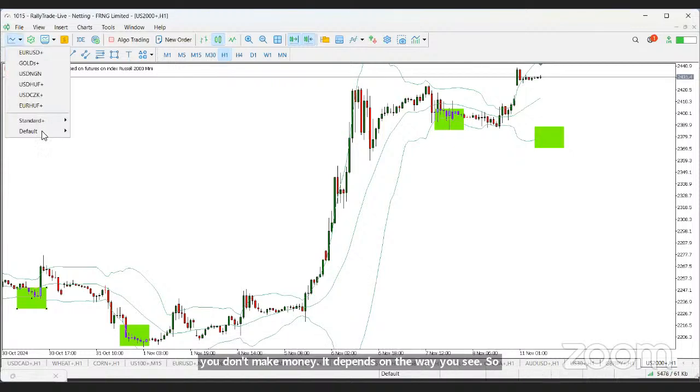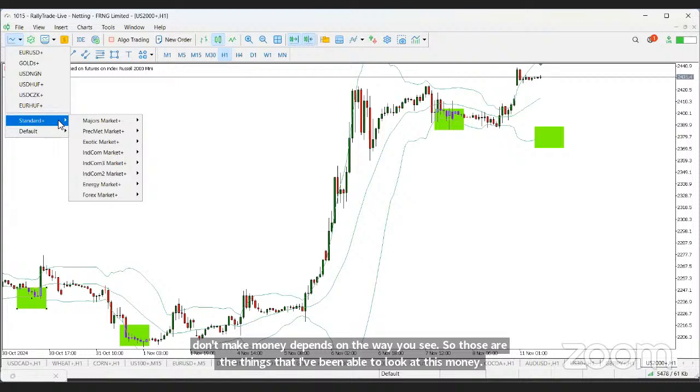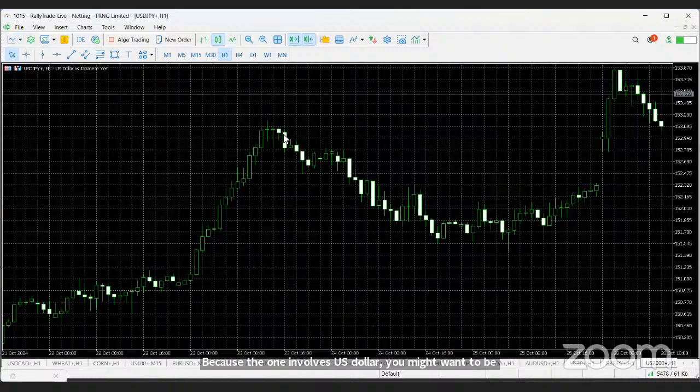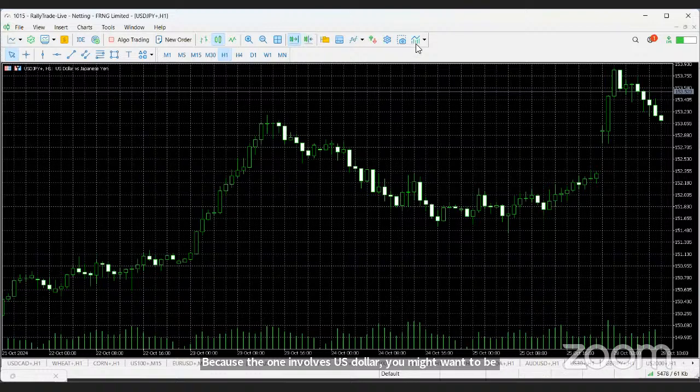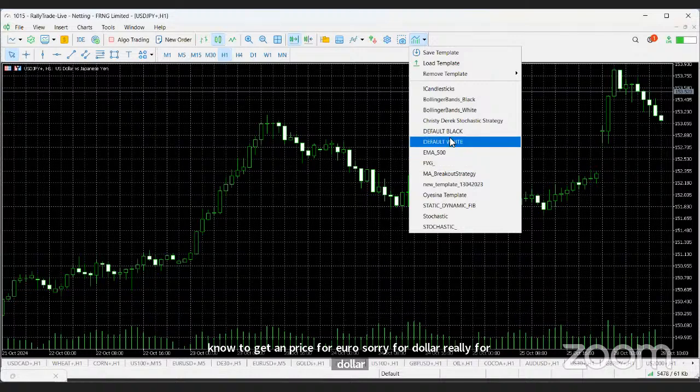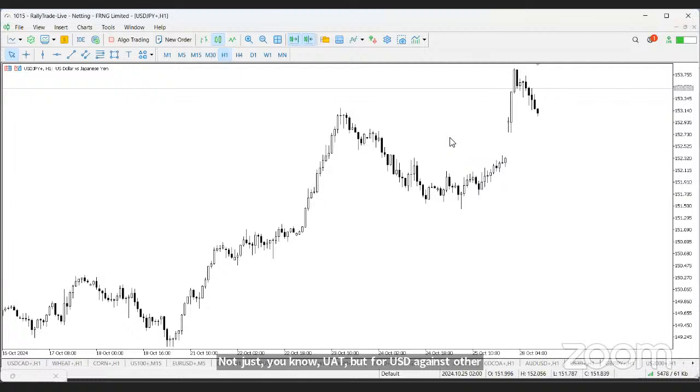Somebody suggested USD/JPY. Because that one involves the US dollar, you might want to be careful. Remember, we are looking at tomorrow finally, to get the direction of price for the dollar. Not just EUR/USD, but for USD against other currencies. Let me wait for this particular chart to load, then we can talk about it.